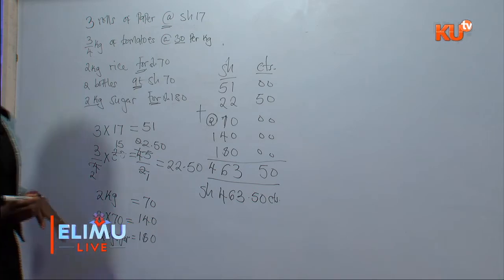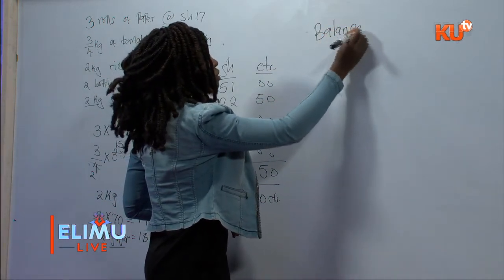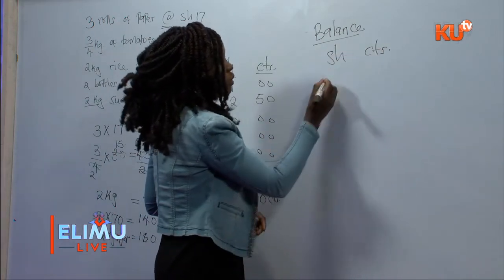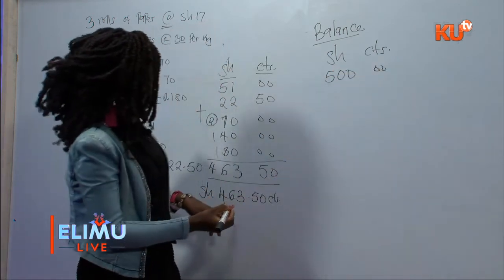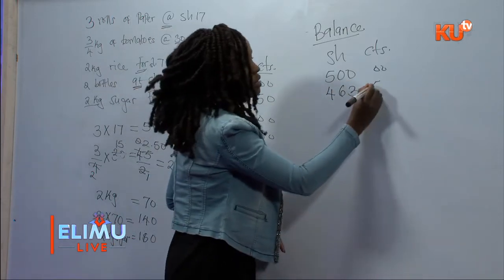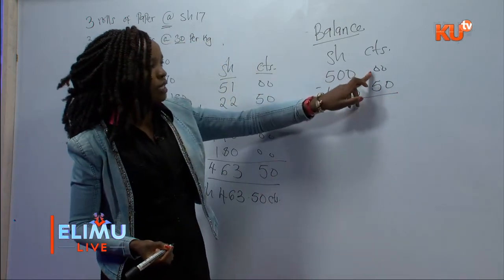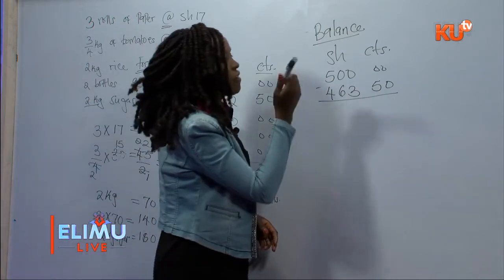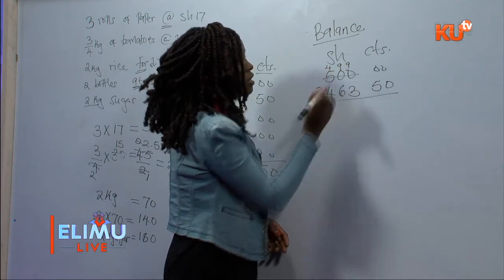So the question is, what balance did she receive if she paid for the items using 500 shillings? So we get the balance. To get the balance, we take the 500 shillings note that was given out. We subtract the 463 shillings and 50 cents. So here we have 0 cents and we have 50 cents. We borrow a shilling from this side. This was 500. If I borrow a shilling, I'm going to remain with 499 shillings.